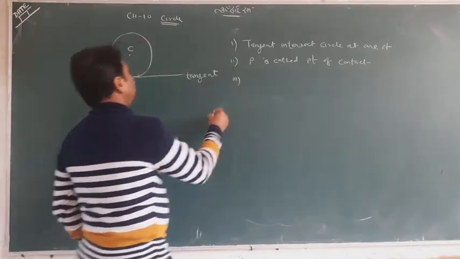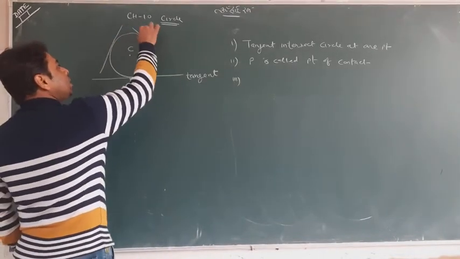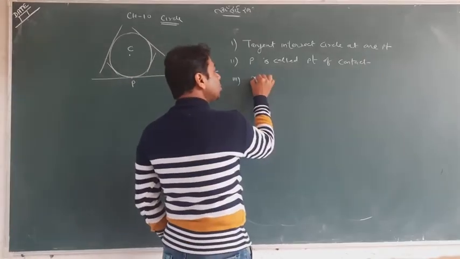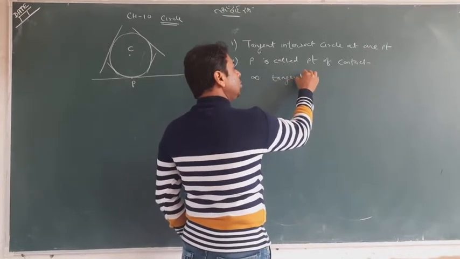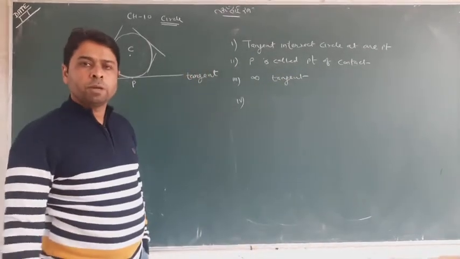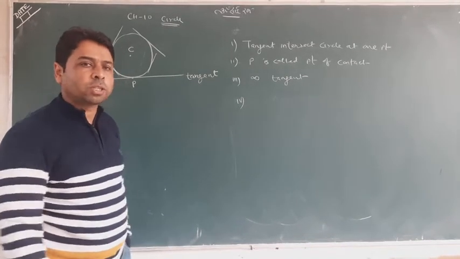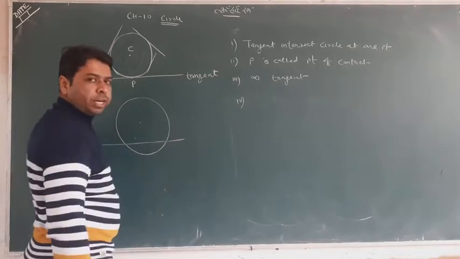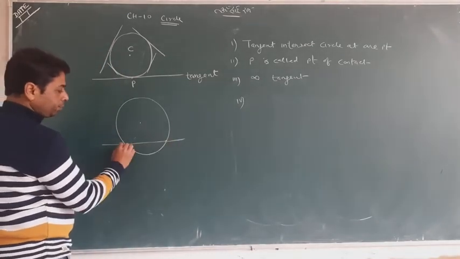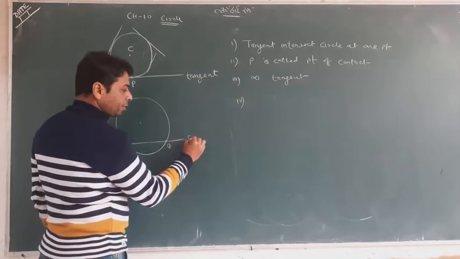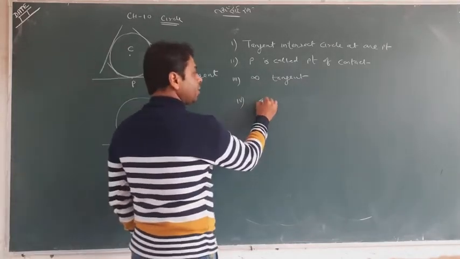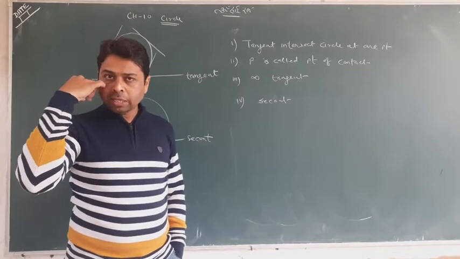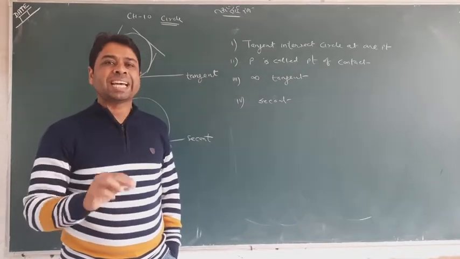Third thing, we can draw infinite tangents on the circle. You remember? We can draw, at a time, infinite tangents on the circle. Another thing, a line which intersects the circle at 2 points is called a secant. Remember that a line which intersects the circle at 2 points is called a secant.